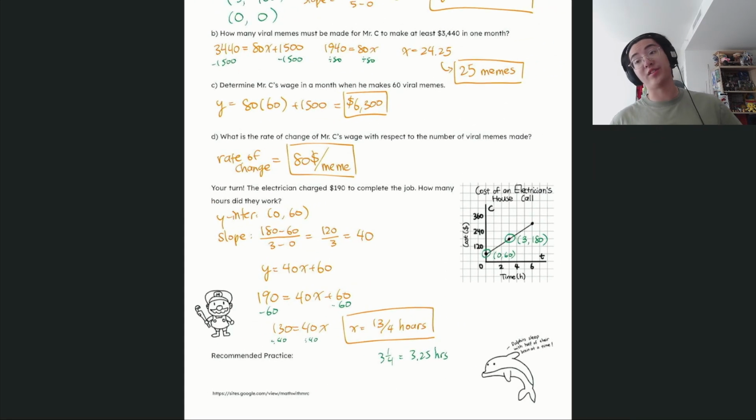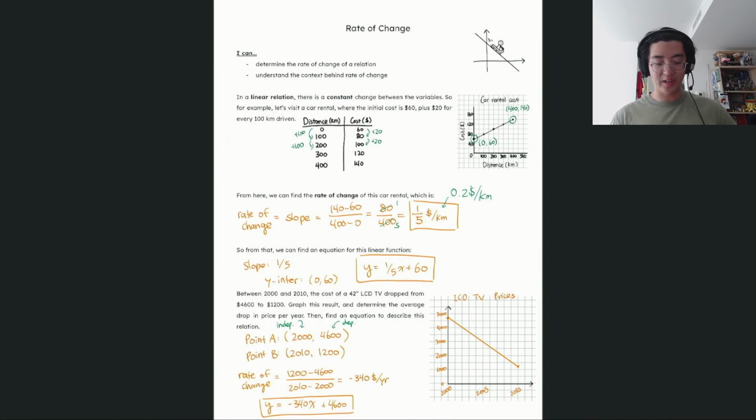Okay, but that's how we use rate of change. Slopes have no meaning. Rate of change is the same number as the slope, but we give rate of change a unit so that we know exactly what the slope actually tells us. So that's what rate of change is.